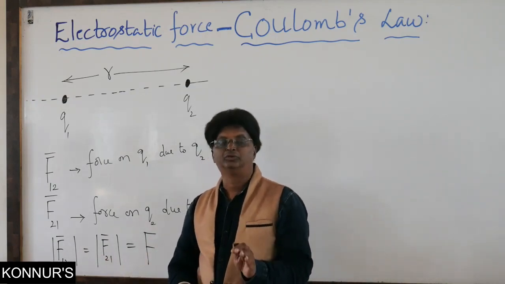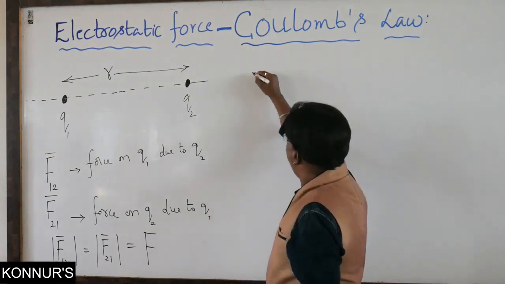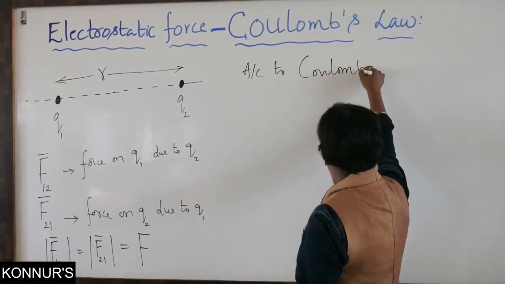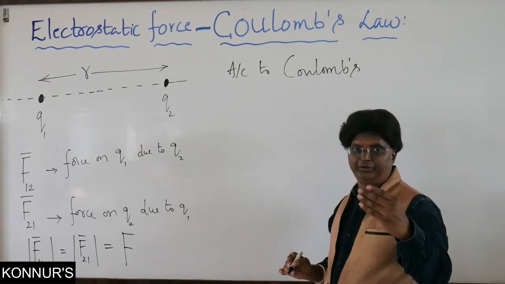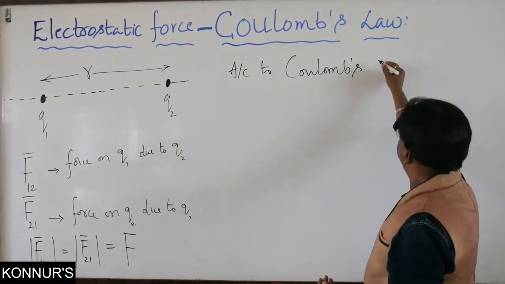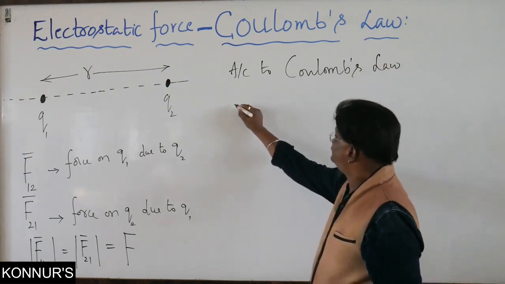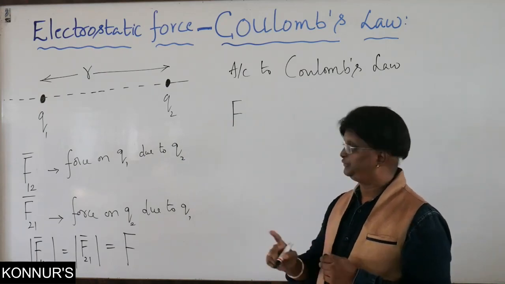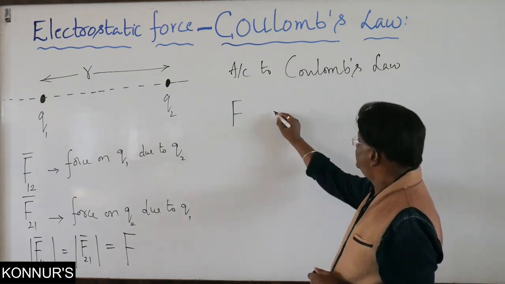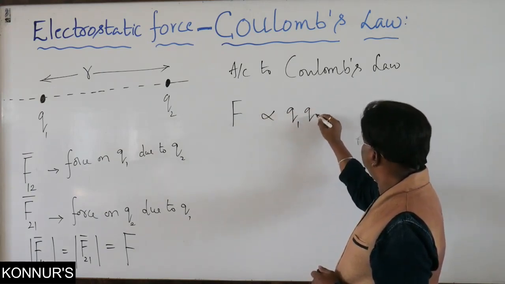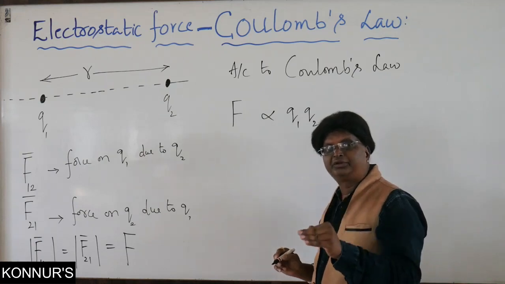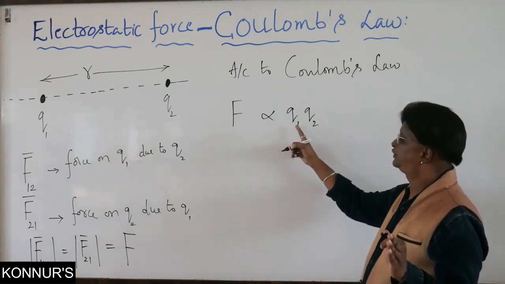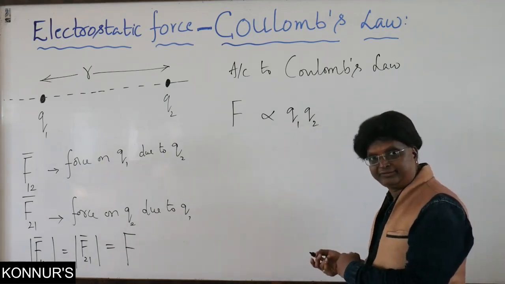Now here comes Coulomb's law. I am just making notes like this. It will be straightforward notes for you for board examination as well. According to Coulomb's law, this force which we have taken as F, the magnitude of both F12 bar and F21 bar, is proportional to Q1 Q2. Remember, it is not just proportional to Q1, nor just to Q2. F is proportional to Q1 Q2, the product of the charges.